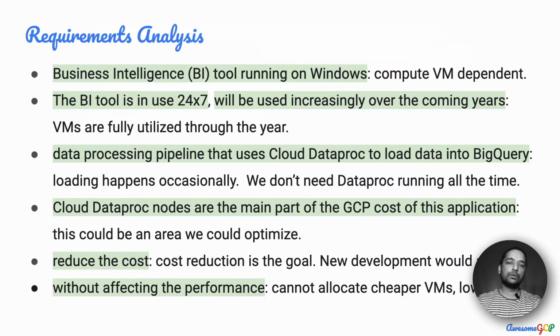The goal is to reduce the cost. So anything like serverless or any kind of new development would add cost, and that would not be acceptable. We also have to reduce cost without affecting the performance, which means that, for example, using the BI tool, we can't allocate cheaper VMs with lower memory or lesser configuration, right? Those VMs will have to remain exactly the same. With those requirements understood, now let's look at each of the options.